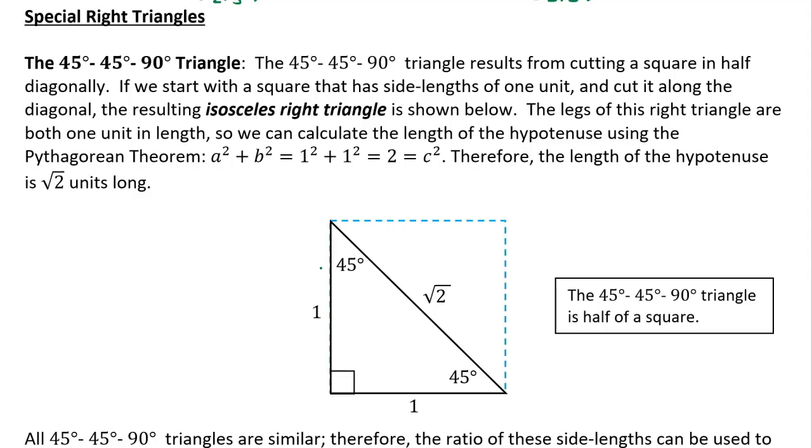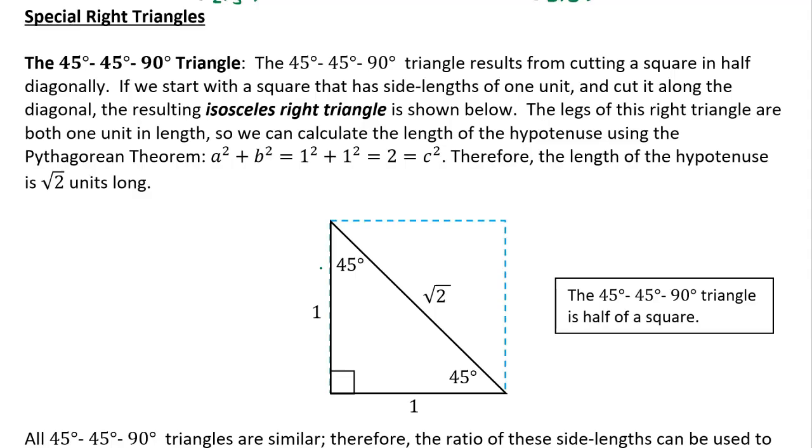And we can use the Pythagorean theorem to figure out the length of the hypotenuse, right? If you take 1 squared plus 1 squared, you get 2. Take the square root of that, and you get the square root of 2. So the hypotenuse is the square root of 2 units long.